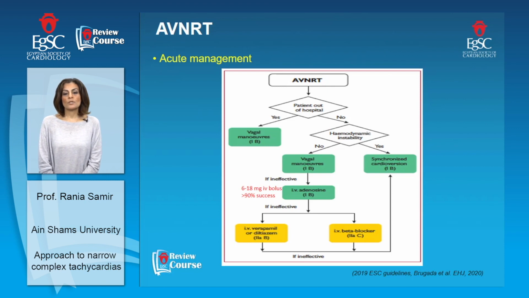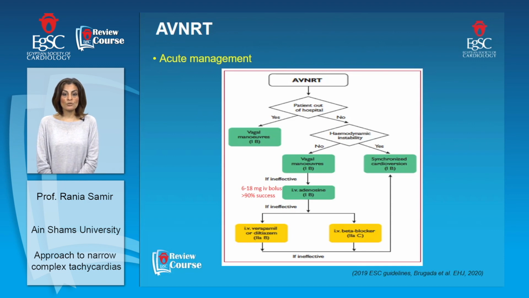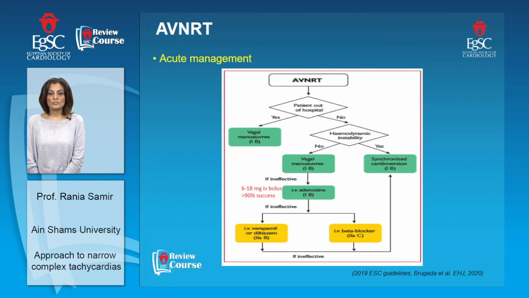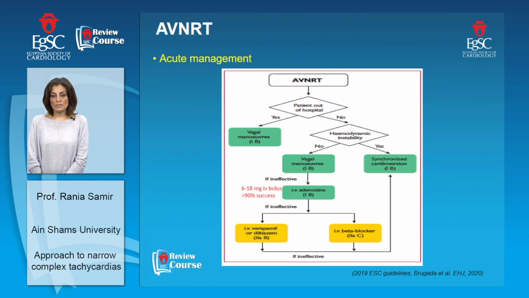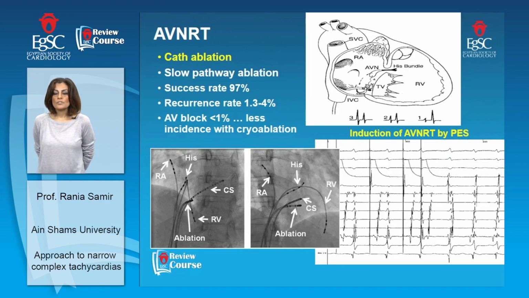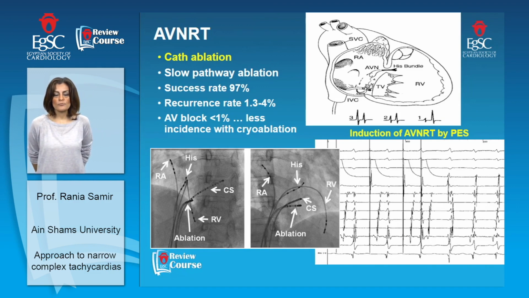Then we move to the first line therapy, or the drug of choice in treatment of narrow complex supraventricular tachycardias, intravenous adenosine. You can use it in incremental doses starting from 6 milligrams up to 18 milligrams intravenous. It has a high success rate in terminating AV junctional arrhythmias, more than 90%. If it turned out to be ineffective, you can move to the second line drugs, which are calcium channel blockers or beta blockers.